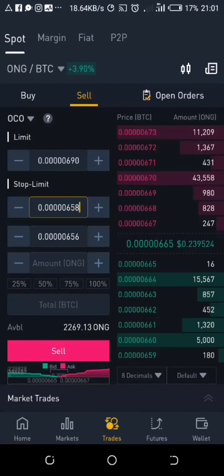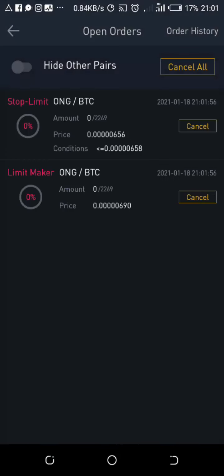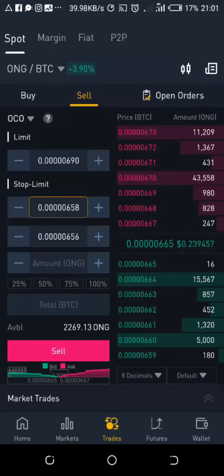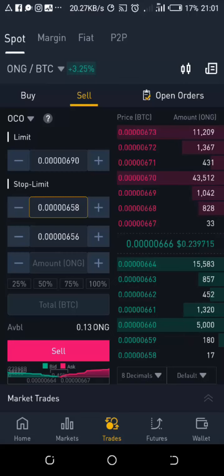Let's go to open orders. So as you can see, we have two open orders. The first one is our stop loss, while the second one is our take profit. So OCO is very good to use, it's very handy. Whether you are available or not available to trade, it can either stop your loss or take a profit.